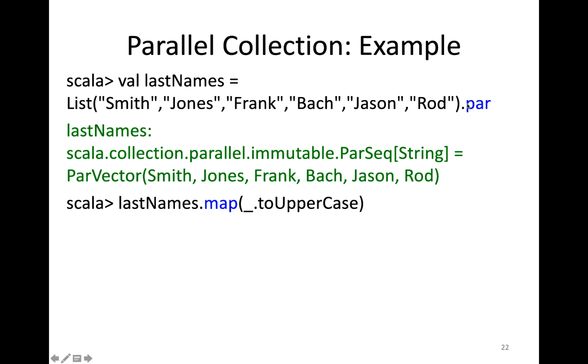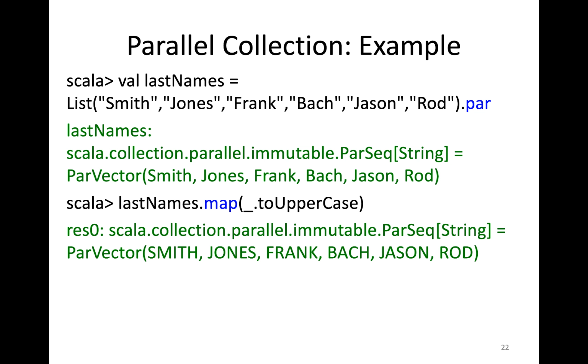And how to do that? Get this parallel collection, which is last names, and then say .map, and this is the anonymous function. That means given a string, convert the string to uppercase. That is the anonymous function. So map will apply that anonymous function on each of them, which we have seen before. Here the only difference is that the computation will happen in parallel, right? And that will be the result. The result is also returned as a parallel collection.